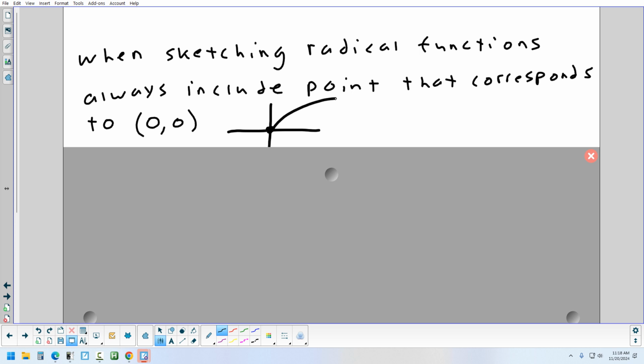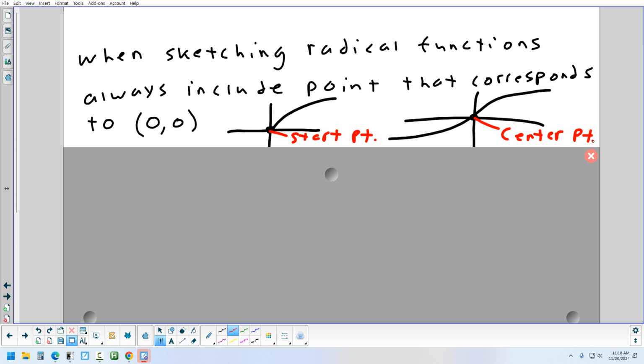When we sketch something that's an odd root, that doesn't have a start point. That has what I would call a center point. So we find the center, and then we end up sketching in each direction. So this would be called a start point. This would be called the center point. So even roots always have a start point. Odd roots always have a center point. Regardless of what you're calling it, start or center, that's the first point you need to find when you're sketching a transformation. Find the new start or center, depending on what kind of root it is.